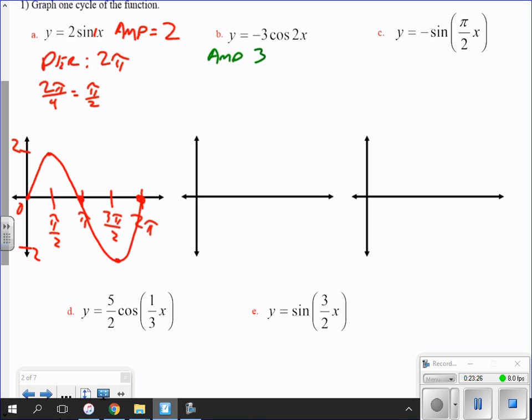So when we go to plot the points, that will be an important thing to remember. But the negative actually does not affect the amplitude. Our amplitude is the absolute value of what's in front. The negative just takes the whole thing and flips it over. And you'll see that here in a minute.